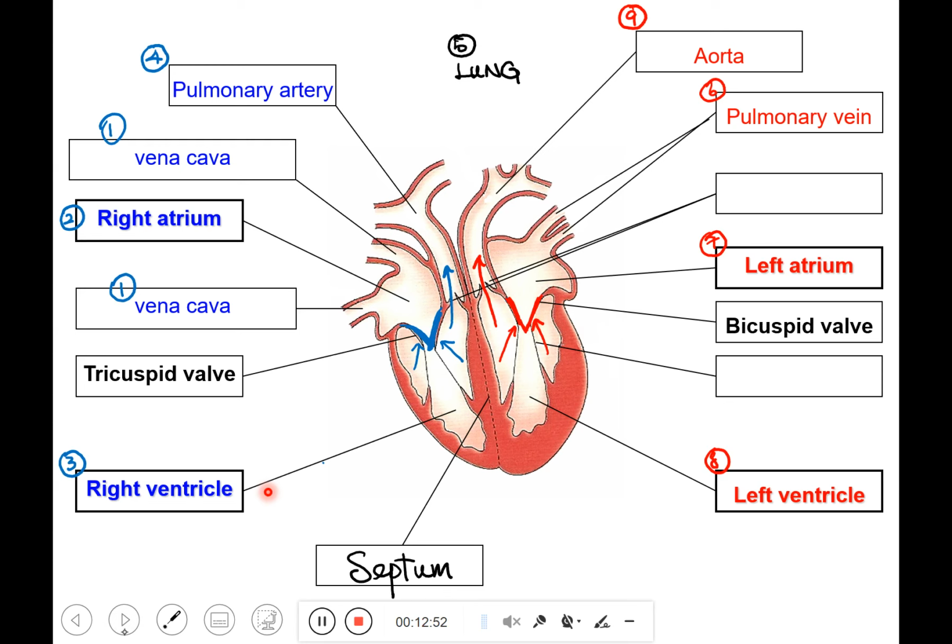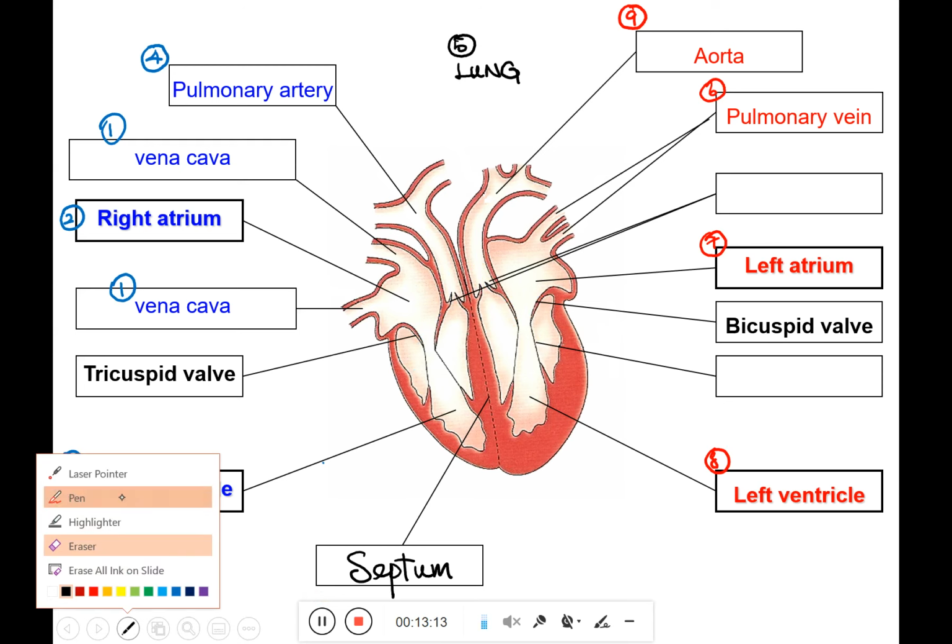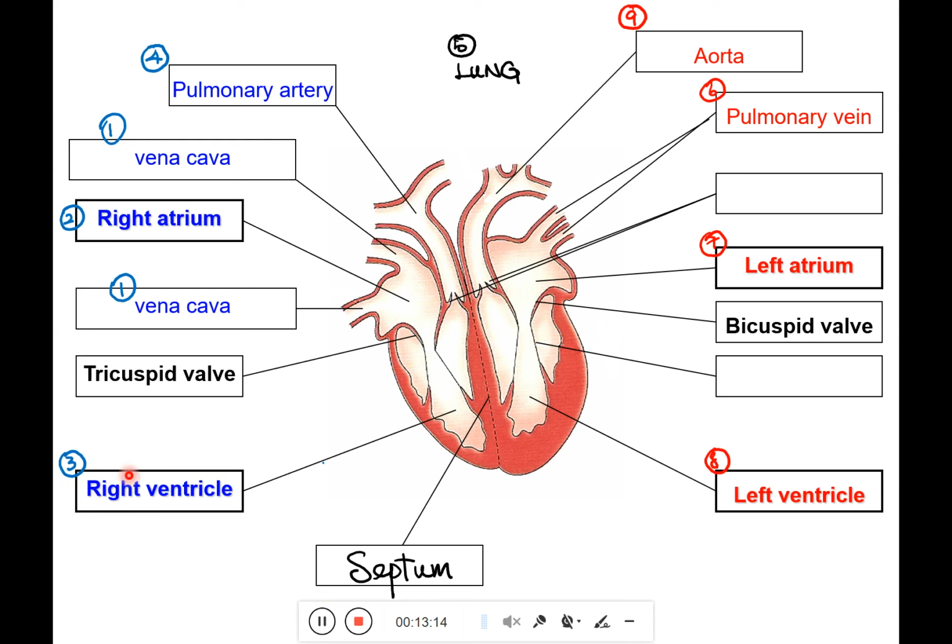Bicuspid valve. My way of remembering is left two, right three, left two, right three, so you will remember which one is the bicuspid and which one is the tricuspid valve. The function of these cuspid valves is to prevent the backflow of blood from ventricle back into atrium when the ventricle contracts.